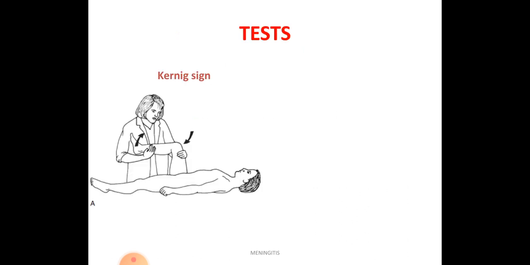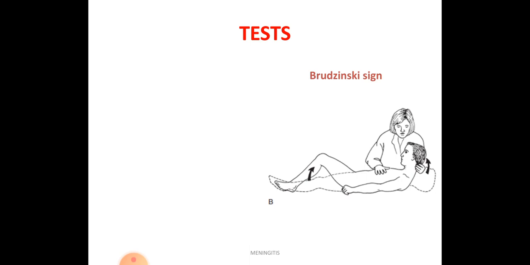Now, Kernig sign means what? The patient will be in supine lying position, hip and knee in 90 degrees of flexion, and the knee will be extended passively. The patient will have stretching of the meninges, and provocation of symptoms by this sign. So it is suggestive of meningitis. Another is Brudzinski sign. The patient is in supine lying position, and the examiner will flex the neck. Because of flexion of the neck, there will be stretching of the meninges.